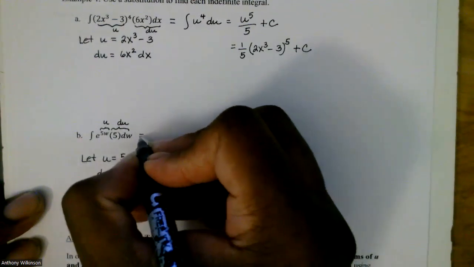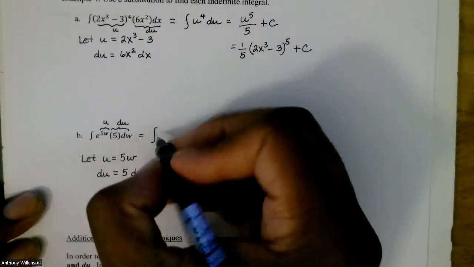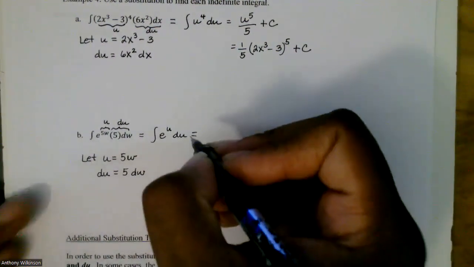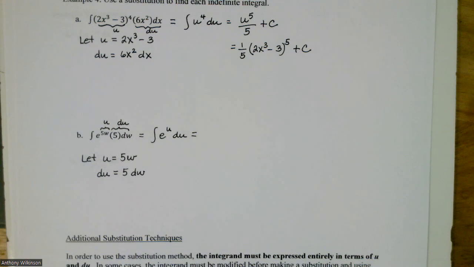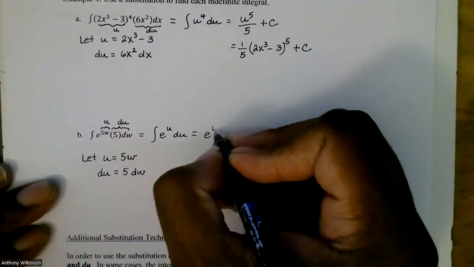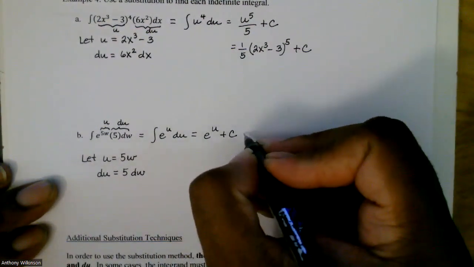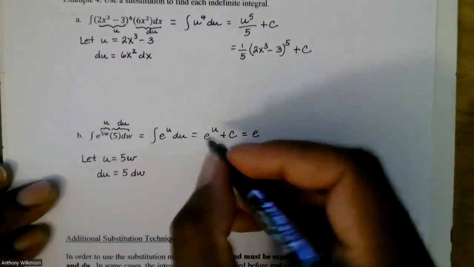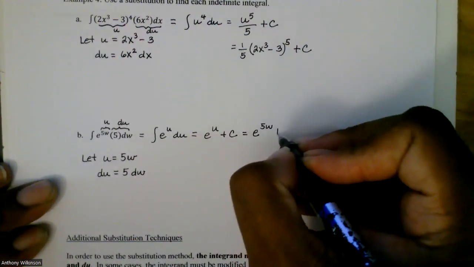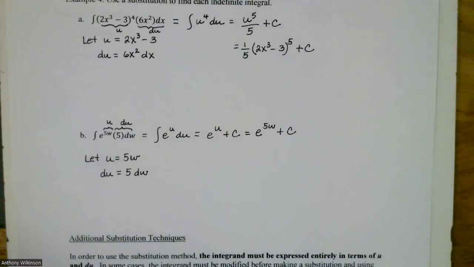So using the appropriate u substitution, this will be the integral of e to the u du. And that's the easiest integral to take, because the integral of e to the u du is simply just going to be e to the u, and then plus c. And then I'm going to replace that u, doing the back substitution, with the 5w, so it'll be e to the 5w plus c. And that is what that integral will be, e to the 5w plus c.